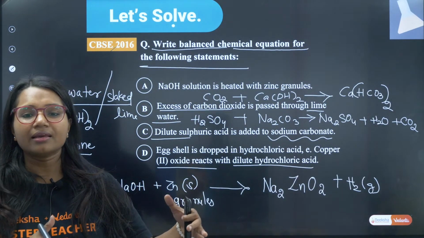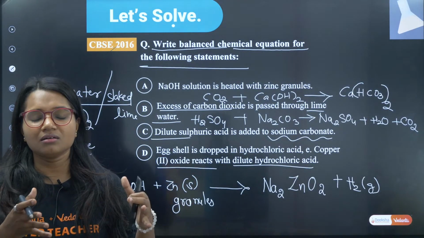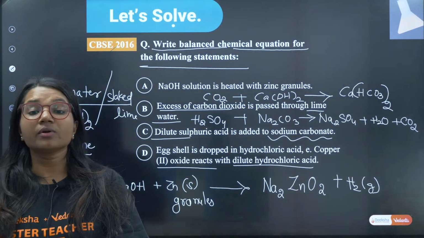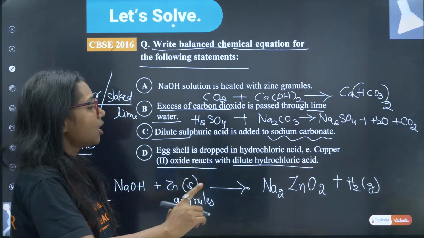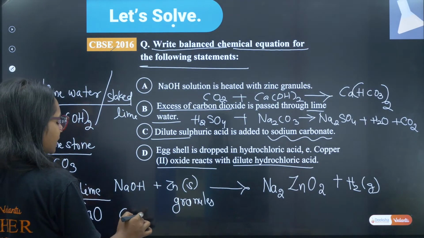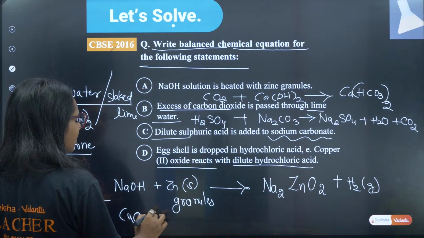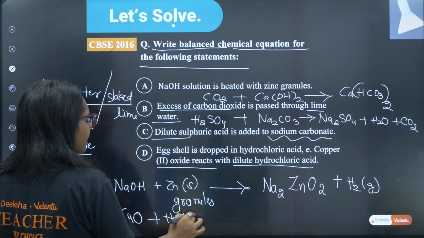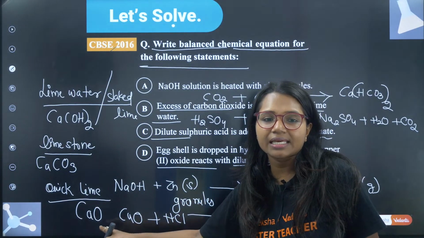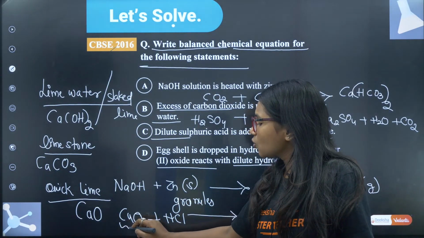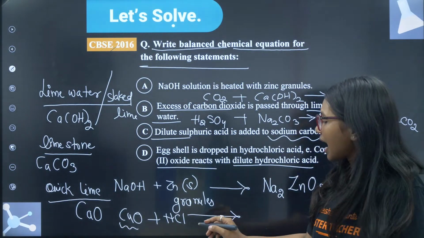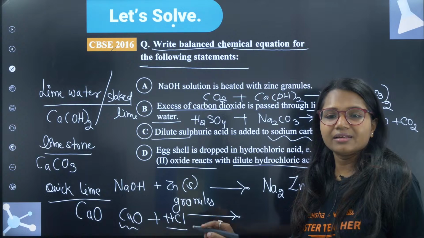We use this garbage for the plants because eggshell is nothing but copper oxide. What is the formula for copper oxide? CuO. It reacts with dilute hydrochloric acid. Can you tell me what you are going to get? Metal oxides are basic in nature. Copper oxide is basic in nature and this is your acid.